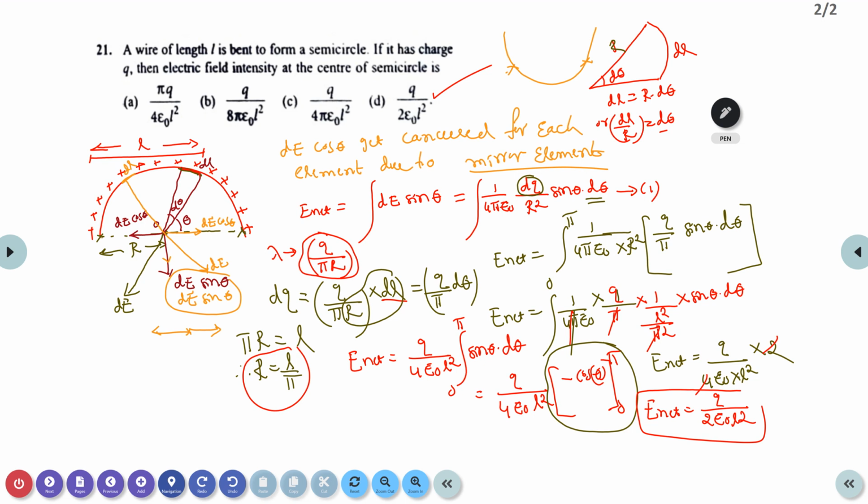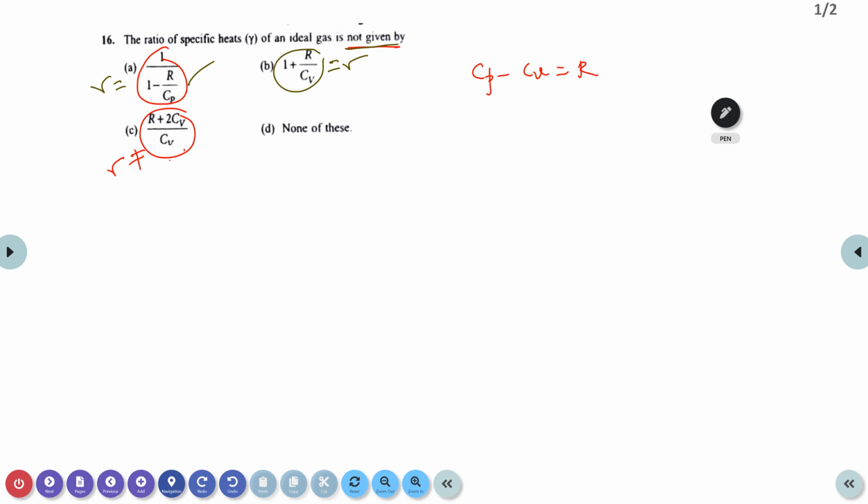Okay. In question number 16, according to me, I even tried also, you are not getting that. You're supposed to get gamma, you never get that. So C is the best.